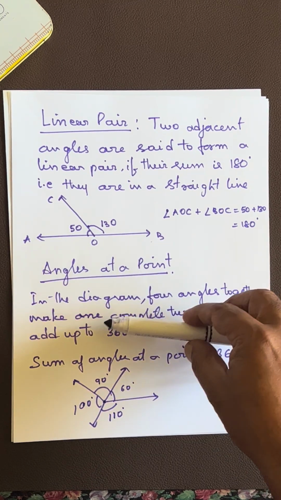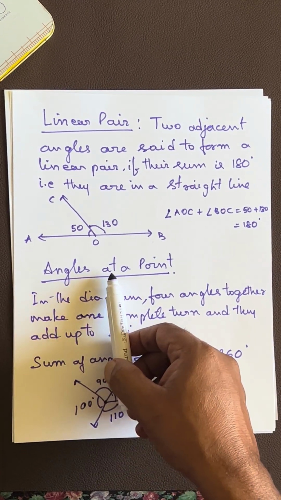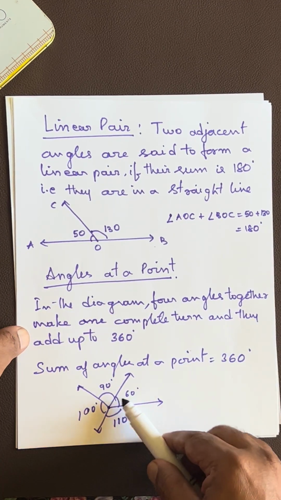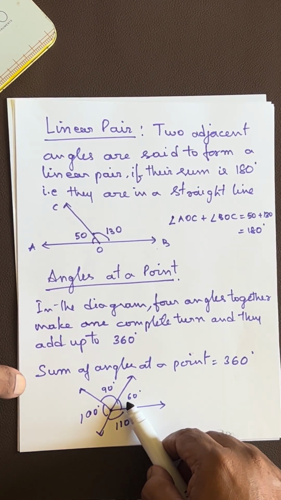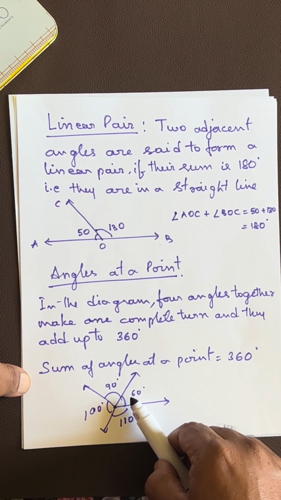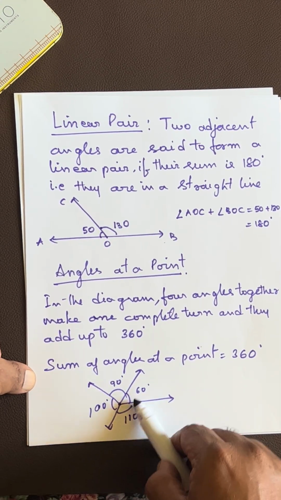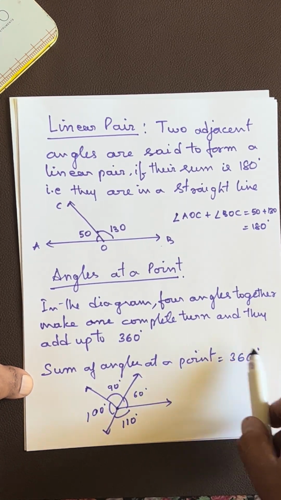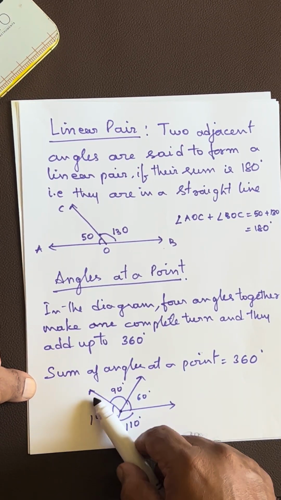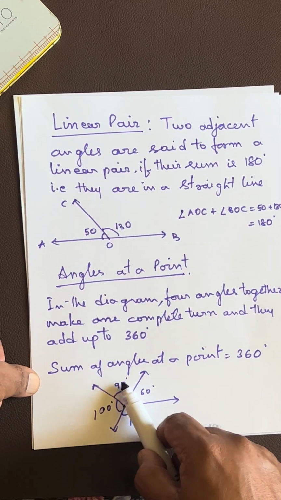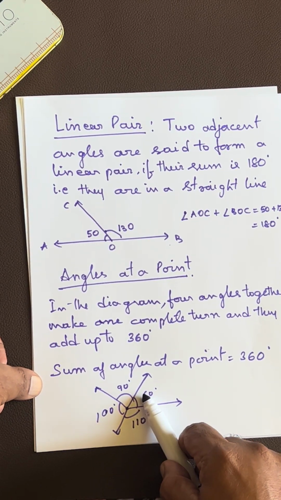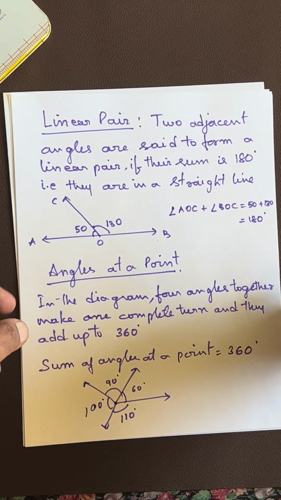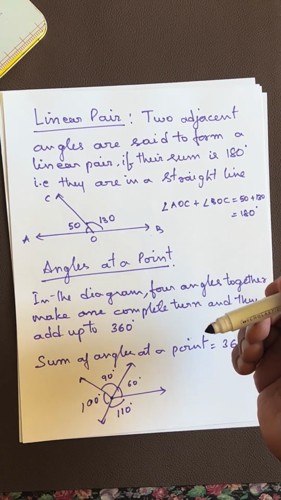And our last part of today's lesson is angles at a point. Now, in the diagram, four angles together make one complete turn and they add up to 360. So the sum of angles at a point equals 360. All these are adjacent angles, one beside the other, and when you add up all these angles, it gives 360 degrees. So this is our lesson 2.